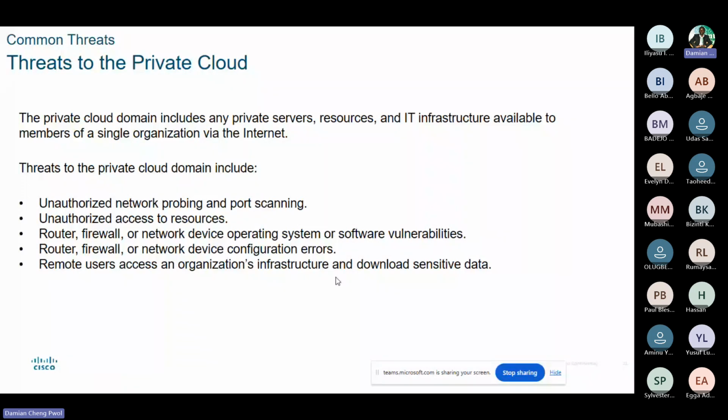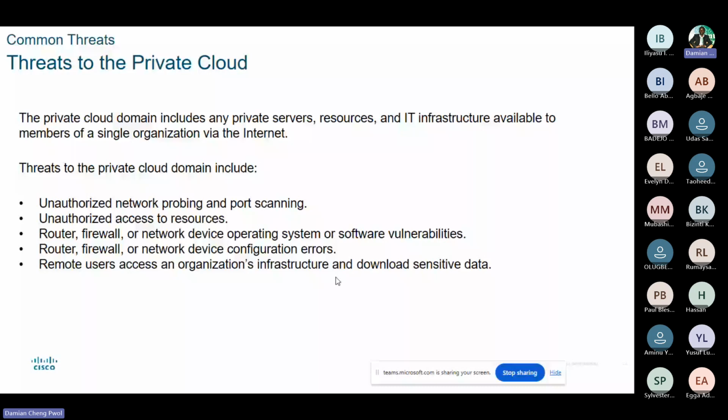So anyone who is a guest may only probably be given access to certain resources, but they are limited to what they can get. Everything is owned by the institution. So threats to the private cloud domain include unauthorized network probing and port scanning.